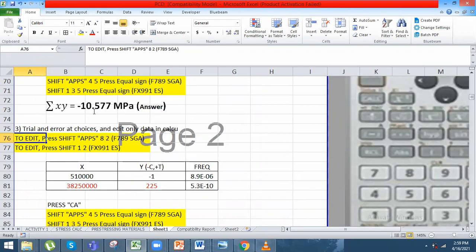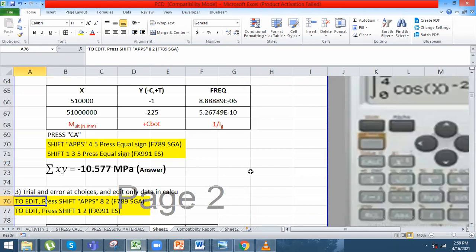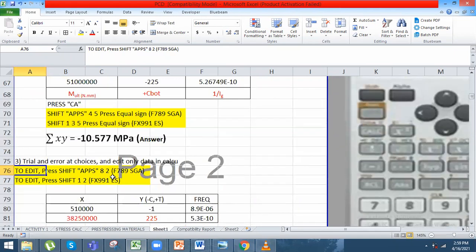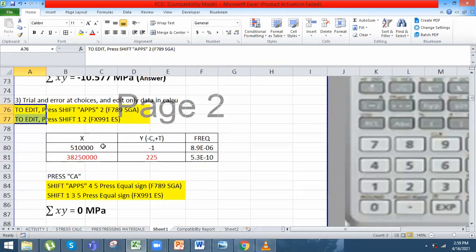So, since may nilabas na siya na value, to edit ngayon is, gagawin nyo lang is shift, ups, 8, 2. Okay, shift ups, tapos 2. Okay? To edit, let's just simply shift ups 2. Okay, shift ups 2 lang siya guys. Okay? So, ayan. Then, using the choices.